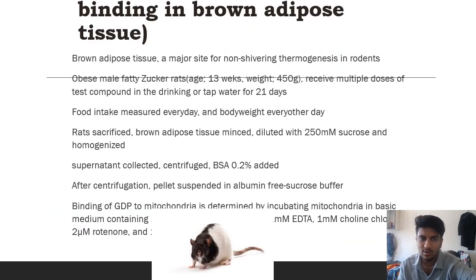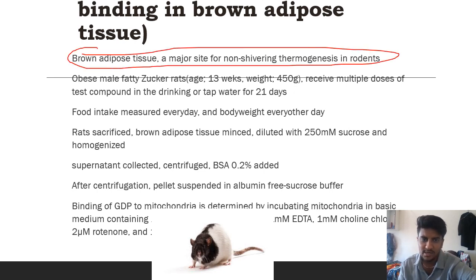Then brown adipose tissue binding. So brown tissue is a major site for thermogenesis, right? Food intake is measured every day in this particular technique, so you can have a much more detailed idea about this technique ahead.